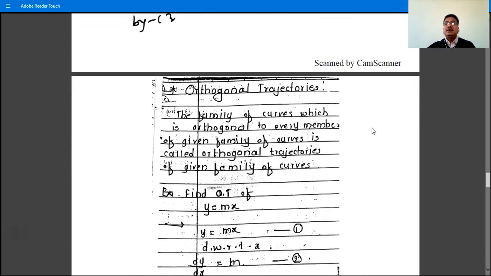The next topic is orthogonal trajectories. We will see this topic in the next lecture.